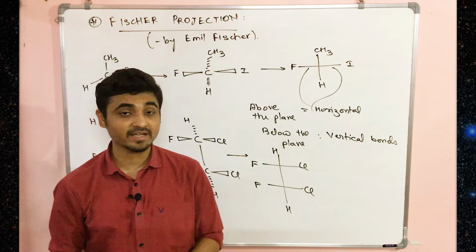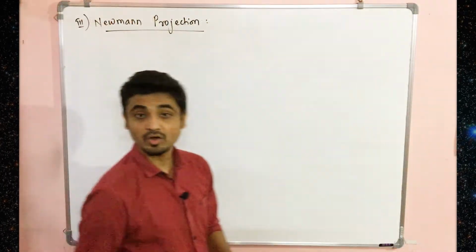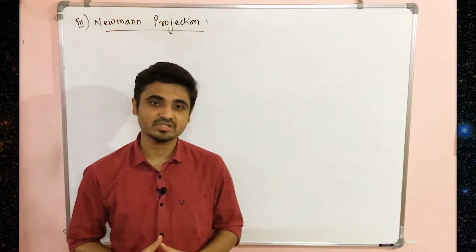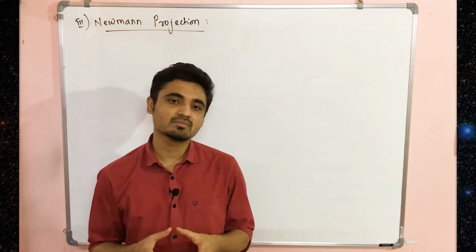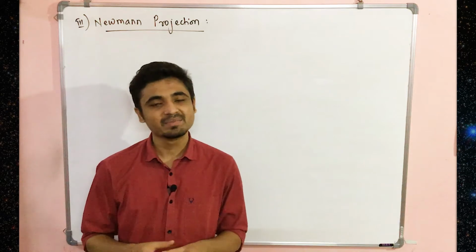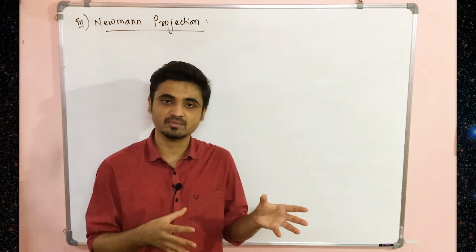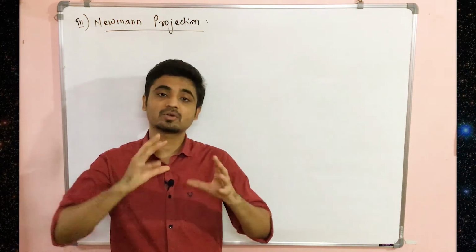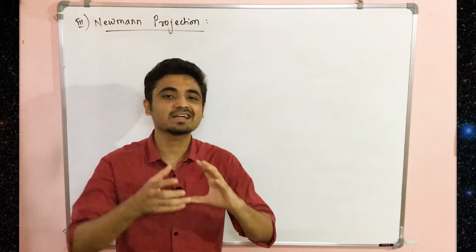So let's move on to the next one, which is Newman projection. Alright, so let's learn about Newman projection. This projection is mostly used when we want to study the conformers of any compound. Basically, conformers are those stereoisomers which are created by rotating any group about a single bond.